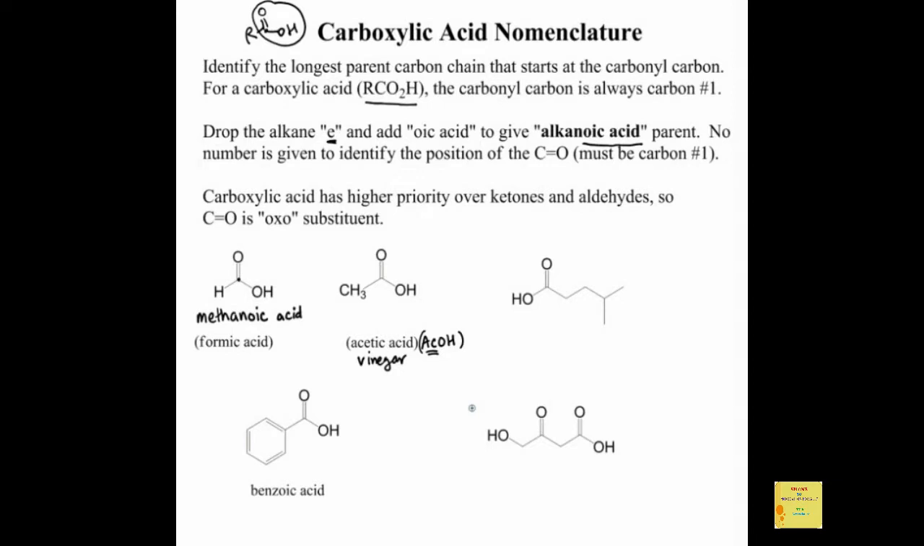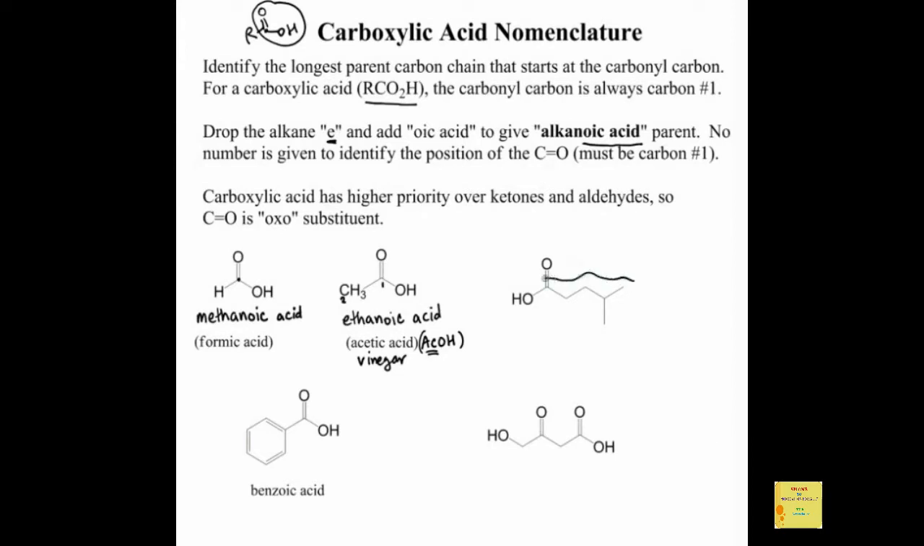And what would its IUPAC name be? Here we have a two carbon chain, so it's an ethane derivative. We're going to call this ethanoic acid. Two words, ethanoic acid. How about a more complex carboxylic acid?